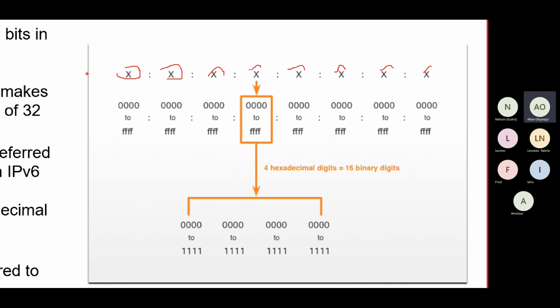Now, in IPv4, each part is separated by a decimal point. In IPv6, each part is separated by a colon, a full colon. That's another difference there. Then, in IPv4, each part is called an octet. In IPv6, each part is given a name that is not official yet, but we are allowed to use it. It's called a hextet. So we have 8 hextets in IP version 6.